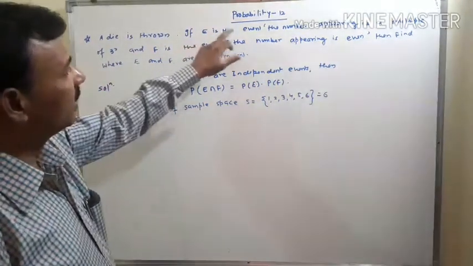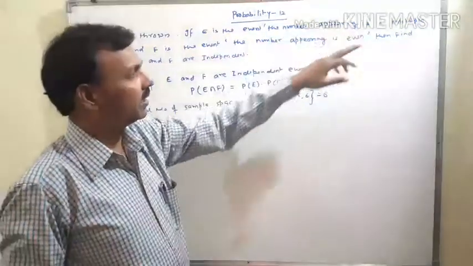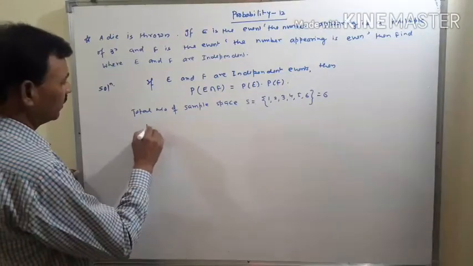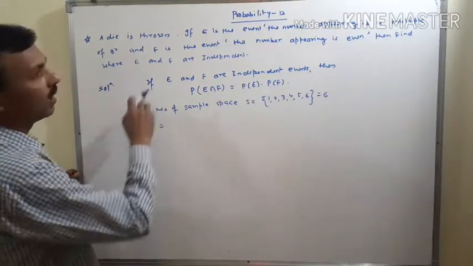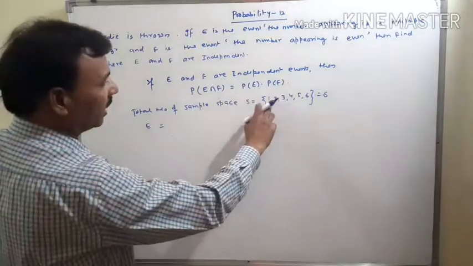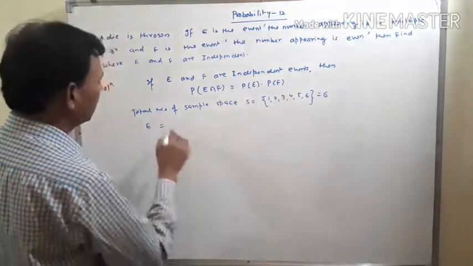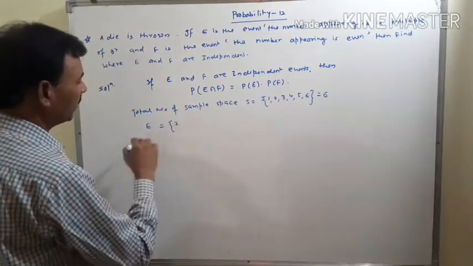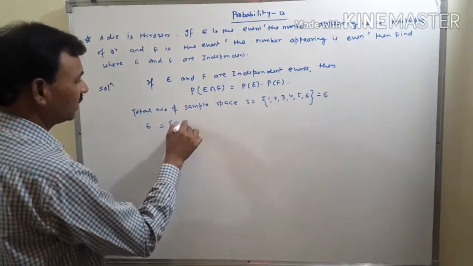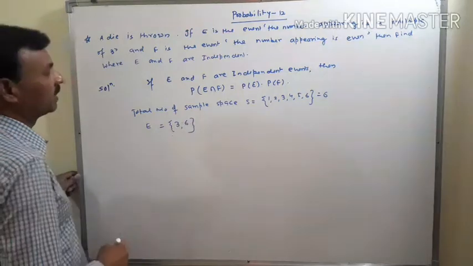E is the event that the number appearing is a multiple of 3. E equals the multiples of 3, which are 3 and 6. That means there are only 2 events, 3 and 6.